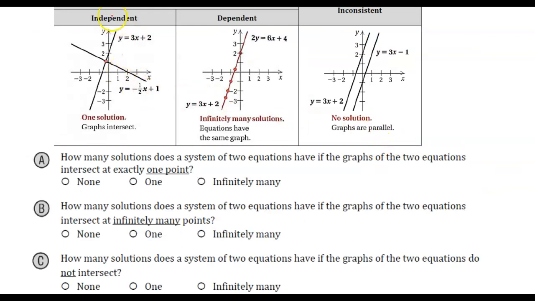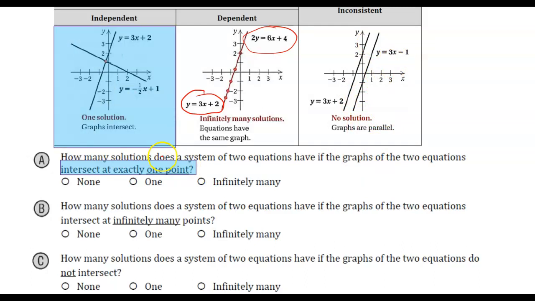With that being said, just as I kind of previewed on the last slide, we'll be seeing lines that either cross to be one solution, are essentially the exact same equation, even though the equations might look different. They're essentially the same line, which means that there's infinitely many solutions, or the lines don't cross at all and they are parallel. So take a moment right now. How many solutions does a system of 2 equations have if the graphs intersect at one point? They would have one solution, 1 point of intersection.